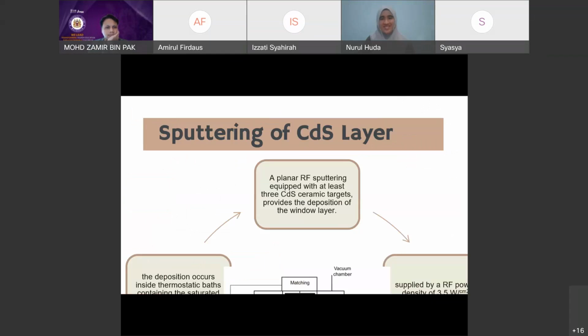Okay, thank you. Okay, sputtering of the CdS layer: a planar RF sputtering equipped with at least 3 CdS ceramic targets, which will provide the deposition of the window layer.